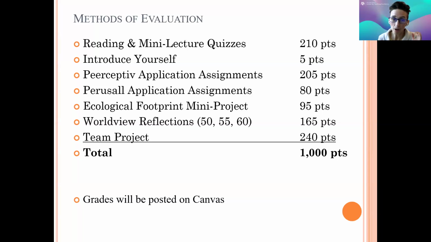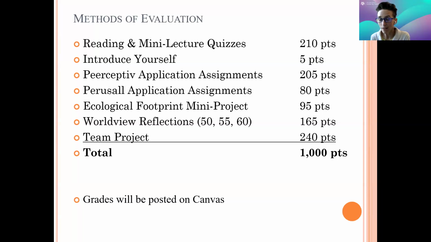You do have reading and mini lecture quizzes. There's 1 to 2 of those per week. There's an introduce yourself activity, many of which you have already done. We have Perceptive and Perusall engagements or application assignments. Perceptive and Perusall are 2 different tools that are linked within Canvas, but they are both free. There's an ecological footprint mini project we'll talk about in a minute, and there's world reflections and the team project.